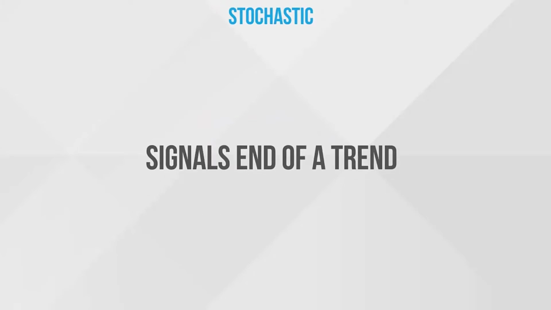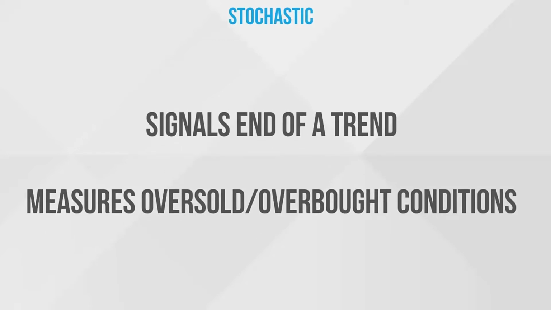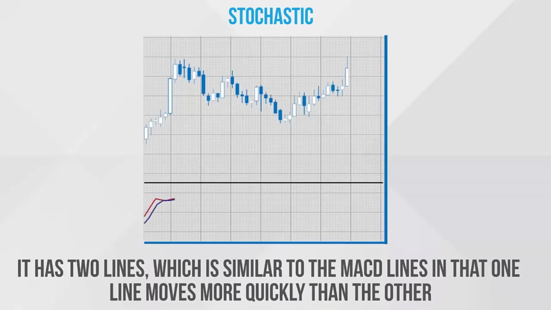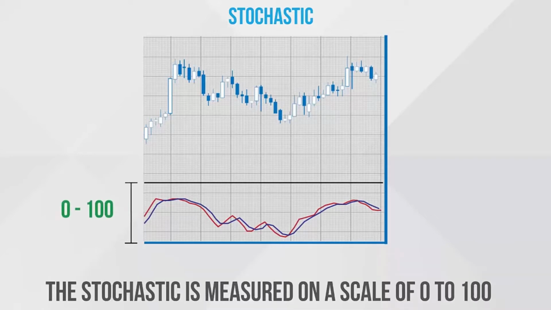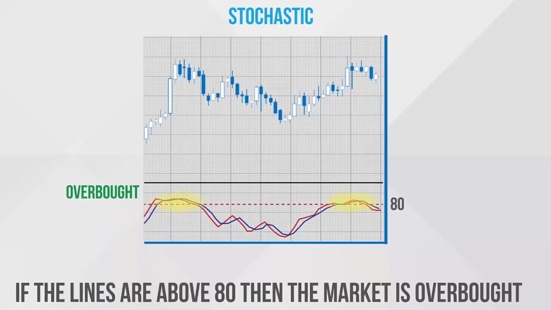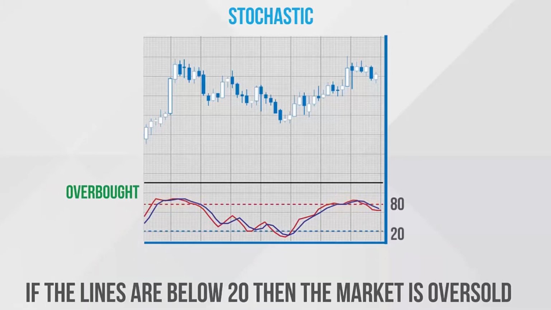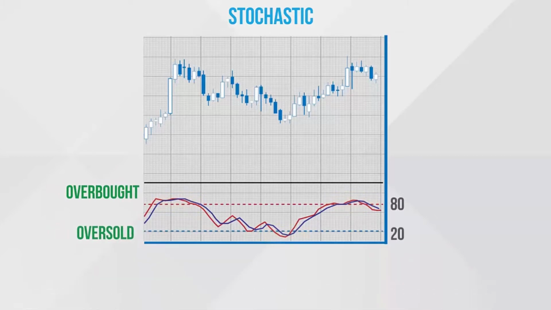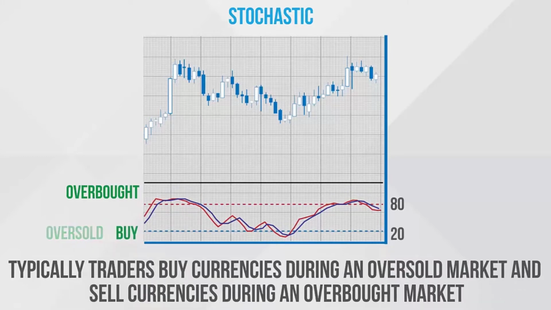Stochastic. This is another indicator like parabolic SAR that can tell a trader when a trend could end. It measures oversold and overbought conditions in the market. It has 2 lines which are similar to the MACD lines in that one line moves more quickly than the other. The stochastic is measured on a scale of 0 to 100. If the lines are above 80, then the market is overbought. If the lines are below 20, the market is oversold. Typically, traders buy currencies during an oversold market and sell currencies during an overbought market.